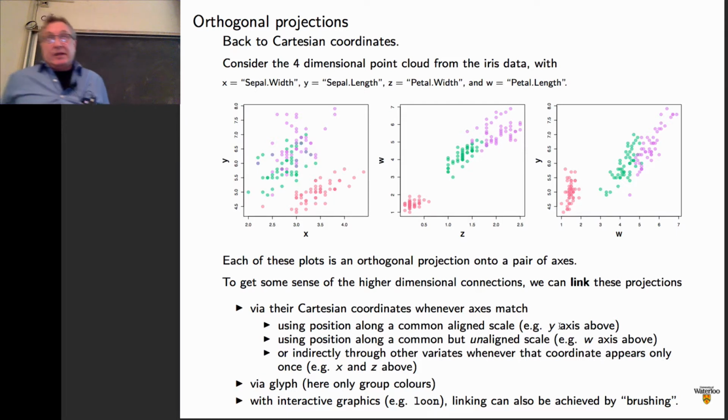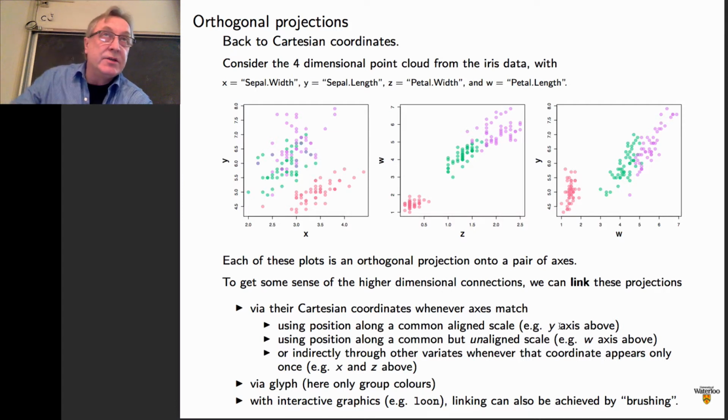So think about that iris data again. It's only got 4 dimensions, with each of the measurements on the flowers: the width and length of the sepal, or the width and length of the petal. If I look at any one of these, x, y, z, w, any scatter plot here is that 4-dimensional cloud projected onto the 2-dimensional subspace spanned by the corresponding axes vectors, the unit vectors, okay? So every one of these is a plot onto a pair of axes.